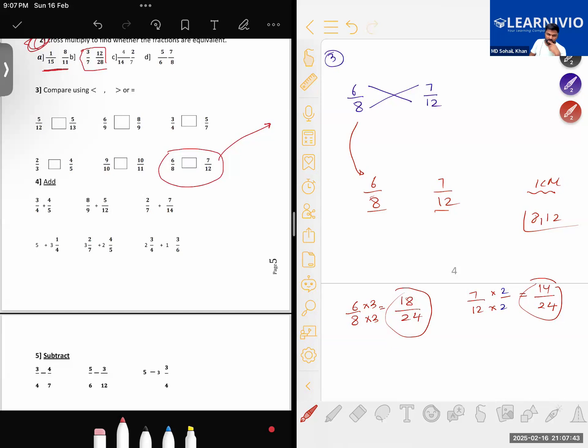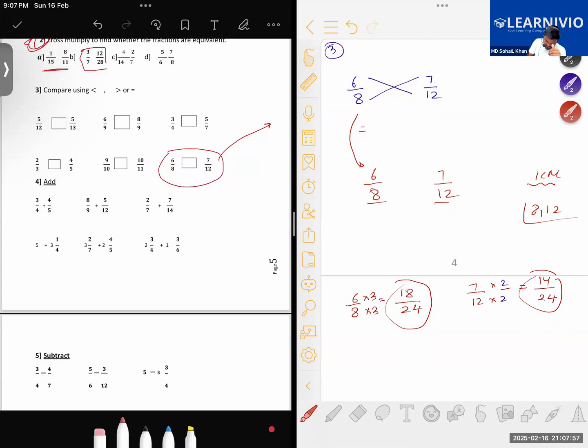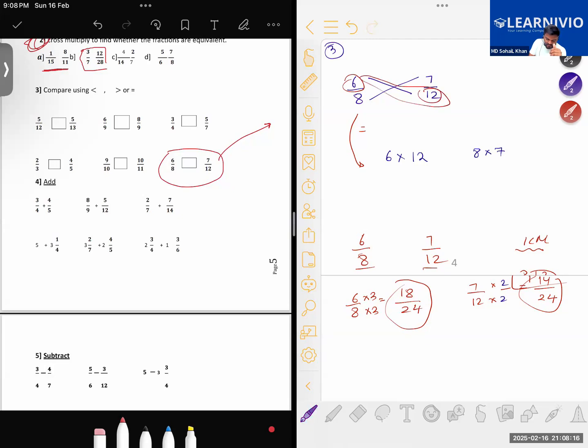Now there was a shortcut method also. This method you have understood: you first find the LCM, convert them into like fractions, then you compare. But there's a very short and simple method. Let me erase this first. The short method is that you multiply 6 by 12 and you multiply 8 by 7. So you get 72 here, and here we get 56.